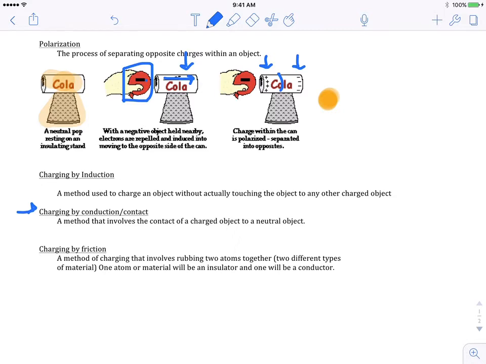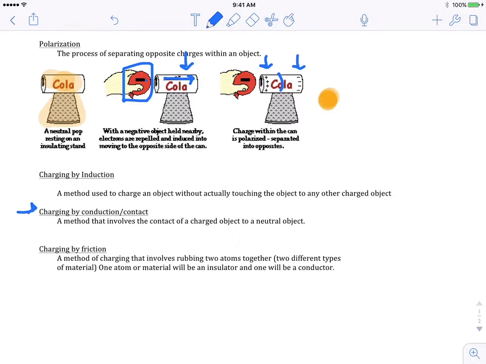That's why you'll hear that more often when you go into biology and chemistry, that water has different poles, a partially positive pole and a partially negative pole, and that's just referring to the polarization that's occurring between hydrogen and oxygen atoms. Okay, so that's what polarization is.